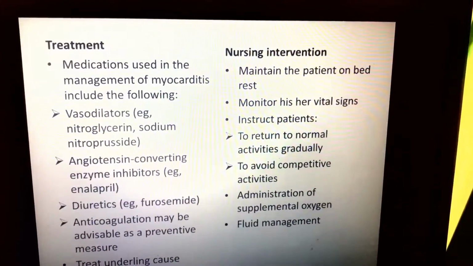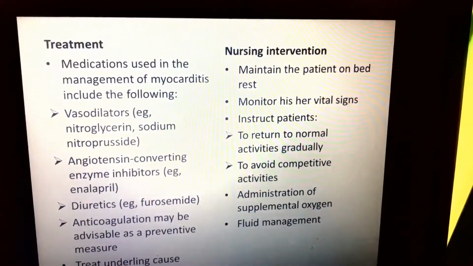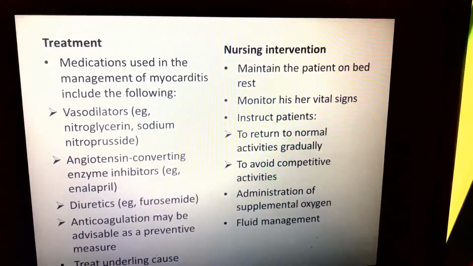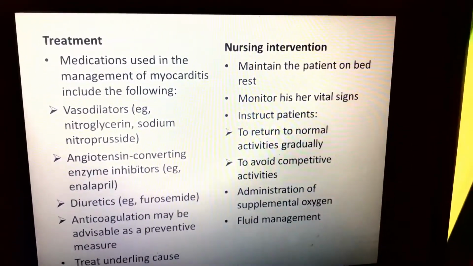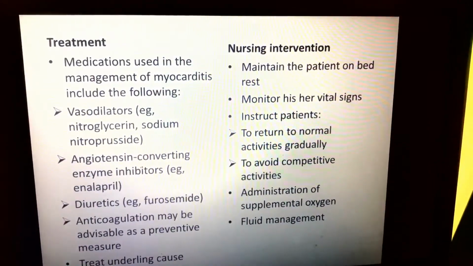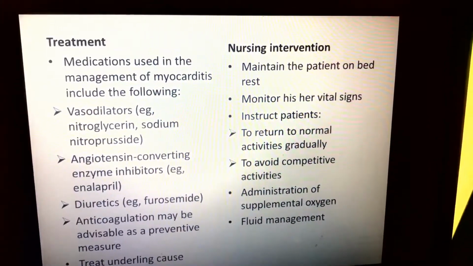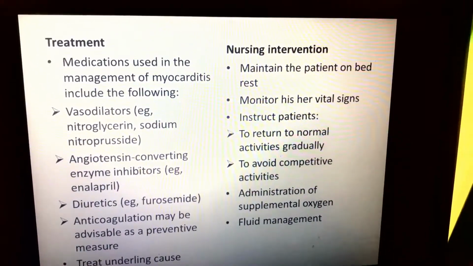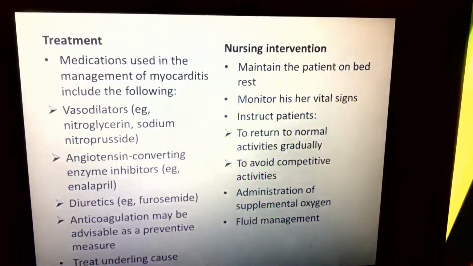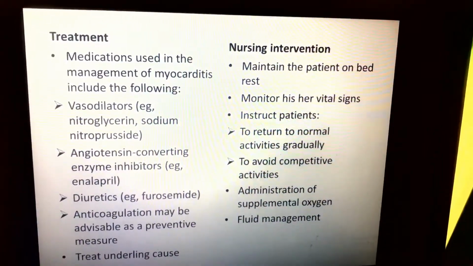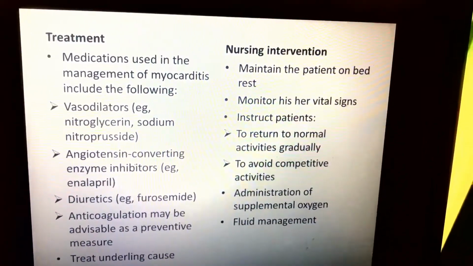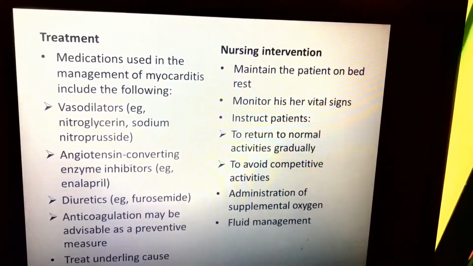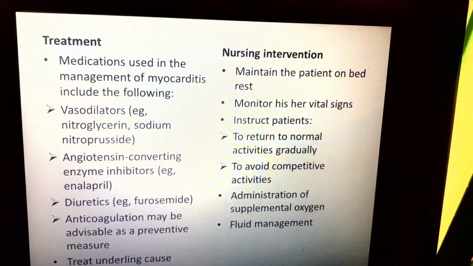Okay. What treatments? Medications used in the management of myocarditis include the following. We can use vasodilators, for example, nitroglycerin, sodium nitroprusside, angiotensin converting enzyme inhibitors, diuretics. Anticoagulation may be advisable as a preventive measure, and treat the underlying cause. Now, those pharmacological drugs you will see in special pharmacology.